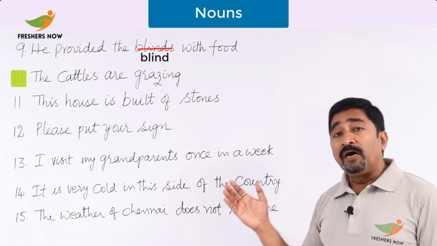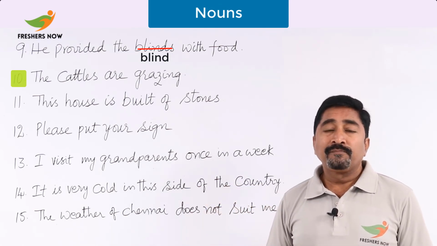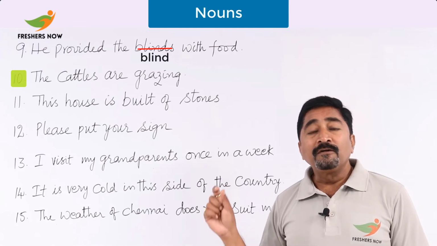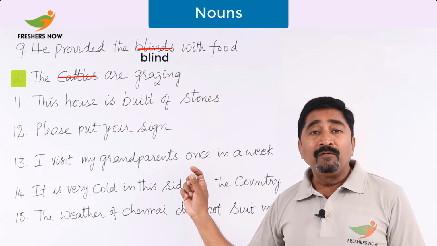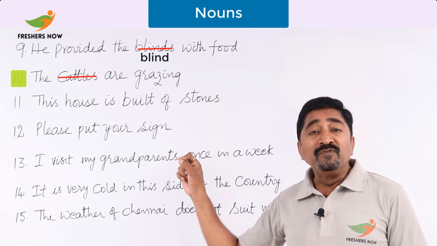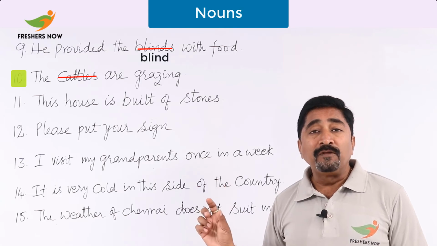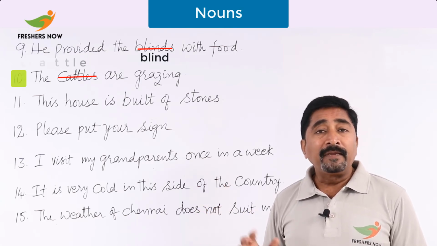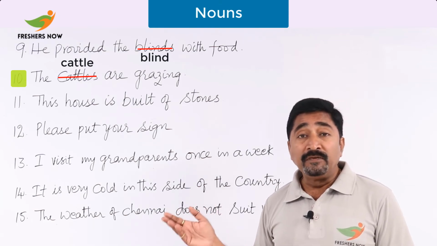Now let's come to the other one. The cattle are grazing. Here it is a collective noun. It is clear that it doesn't take a plural by adding s to the noun. So we should use there, the cattle. The cattle are grazing. So you can understand here.